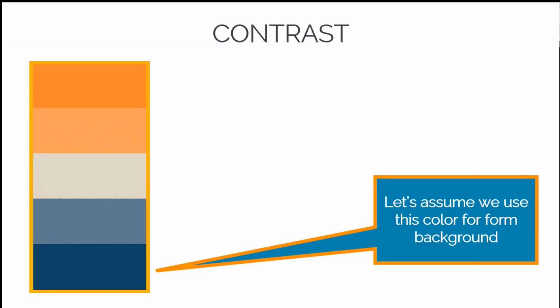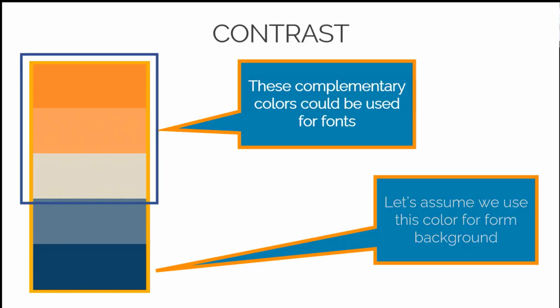So here I've come up with a color palette, and I prefer my forms to have a dark background, and then to have lighter colors for font and maybe controls. So in this color palette, let's assume that we use the darker color at the bottom for the background. And then these colors at the top, the complementary colors, could be used for fonts, say.